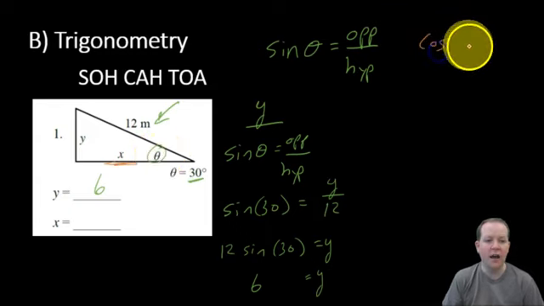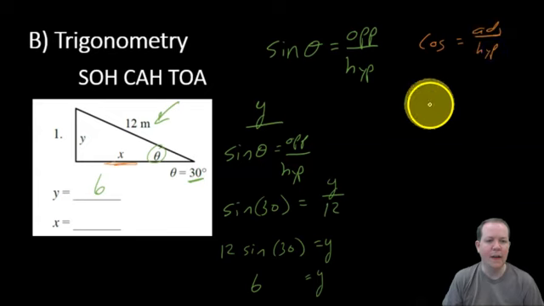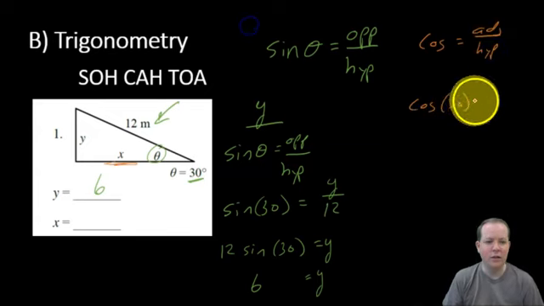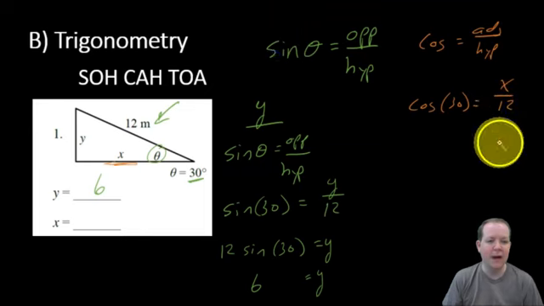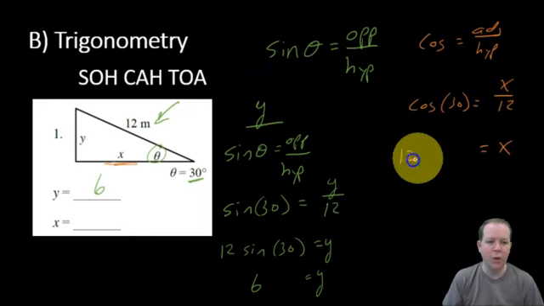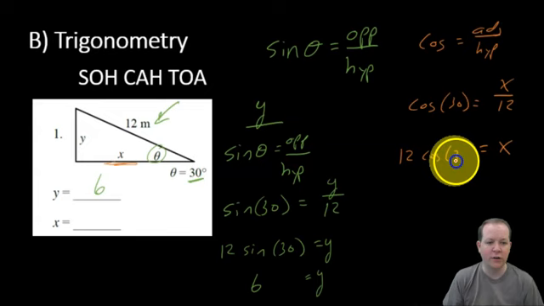Well, cosine, that's adjacent divided by hypotenuse, just like that. So the cosine of 30 degrees, because that's the angle, that's the adjacent side, x, divided by the hypotenuse side, that's 12. Rearrange. Okay, that's going to be 12 times the cosine of 30 degrees. Cosine of 30 is what? Root 3 over 2.